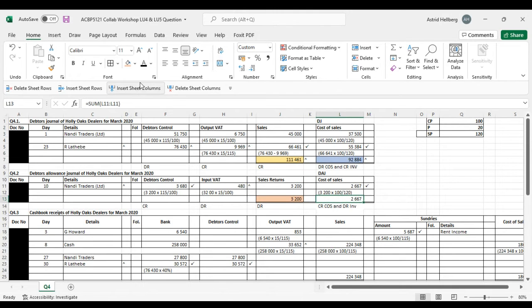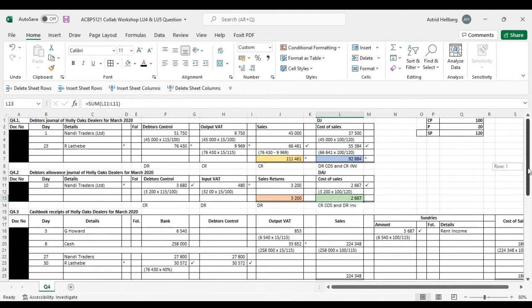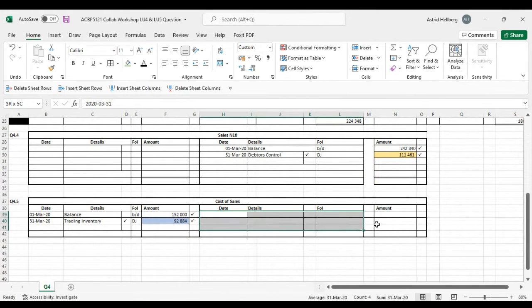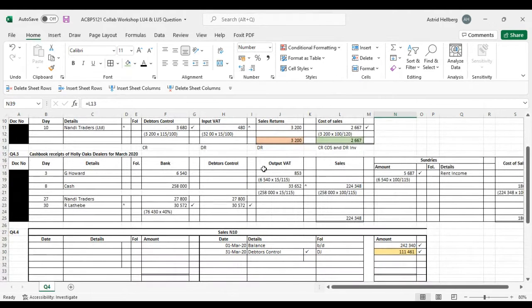Then our cost of sales is the 226. We are going to credit cost of sales with the 226. 2,667 Rand will be credited to the cost of sales. Okay, let's see what other information we still have.